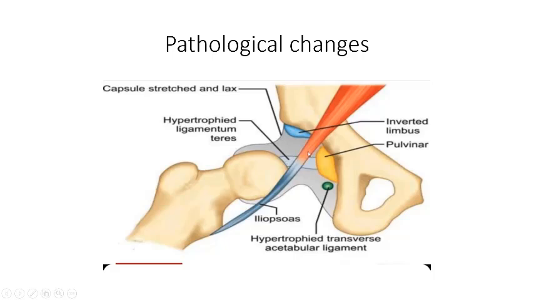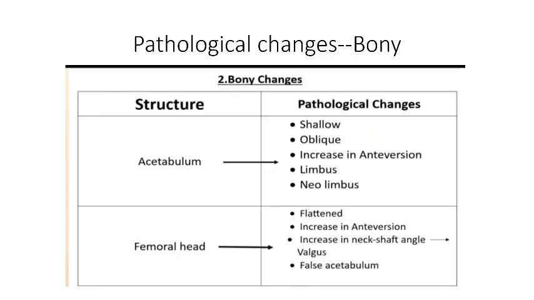This is a pictorial diagram of pathological changes. Iliopsoas tendon, shortened and elongated. Ligamentum teres is hypertrophied. Transverse acetabular ligament is also hypertrophied. The acetabulum is filled with fibrofatty tissue that is called pulvinar. Labrum is called limbus. Now, bony changes.